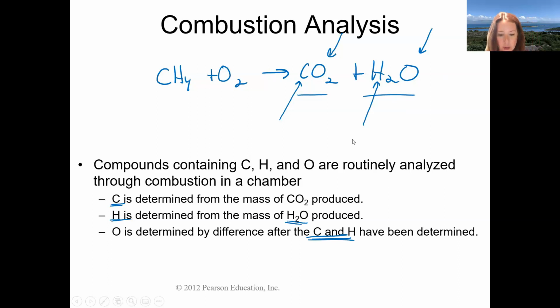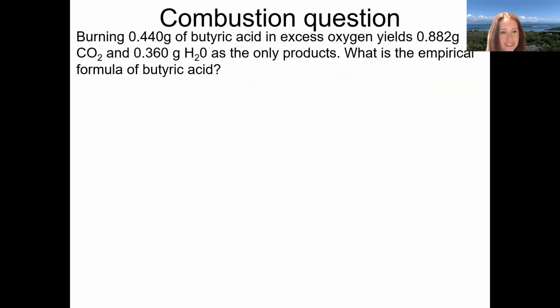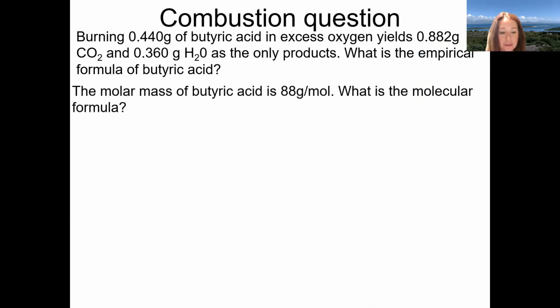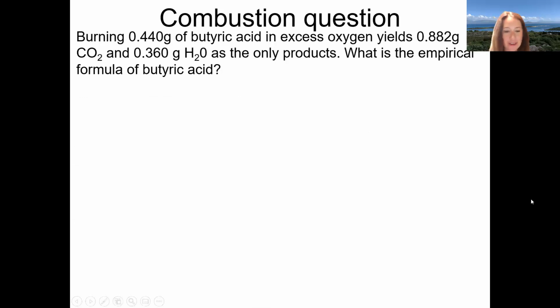So I'm going to walk you through this. I'm going to try and do this as neatly as possible. Okay, so here we go. This is burning butyric acid, which is like the worst smell ever. It's worse than a skunk, literally. In excess oxygen it yields 0.882 grams of CO2 and 0.36 grams of H2O. What is the empirical formula of butyric acid?